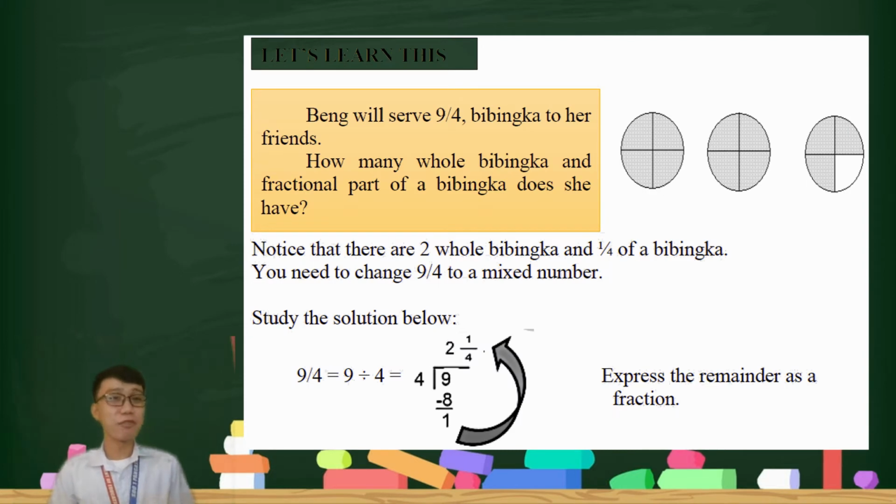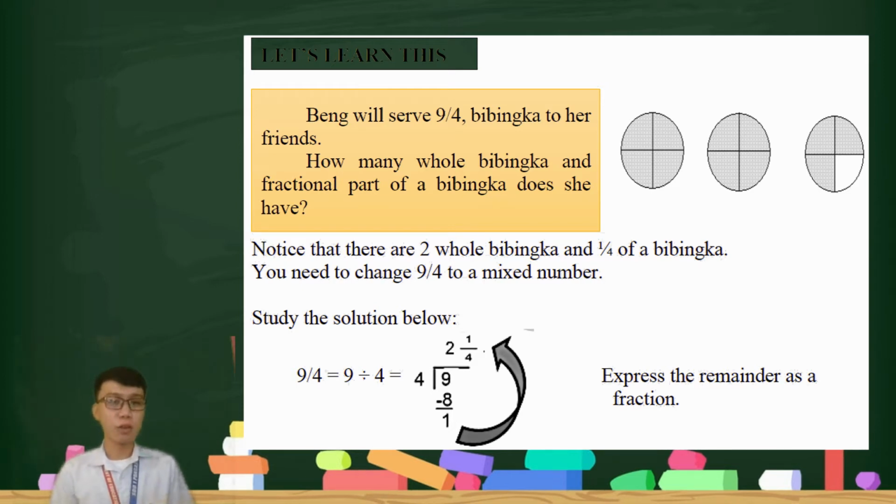Let's read our word problem for today. Beng will serve 9/4 bibingka to her friends. How many whole bibingka and fractional part of a bibingka does she have? Notice that there are two whole bibingka in 9/4. You need to change 9/4 to a mixed number. How are we going to change 9/4 to a mixed number?